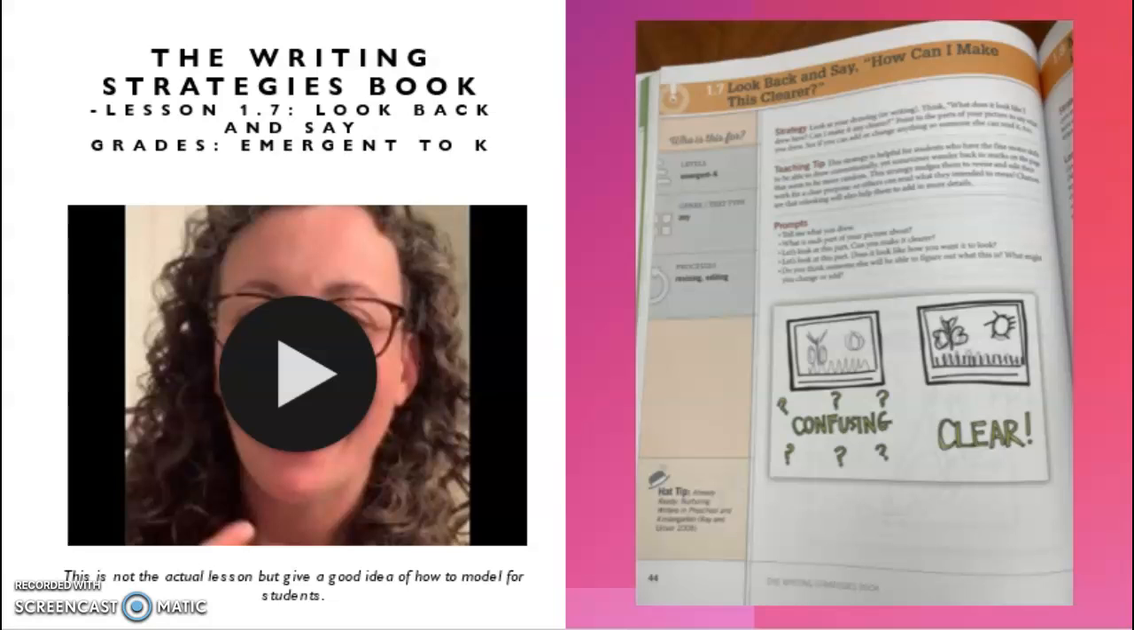Just like the Writing Strategies book, there's also a Reading Strategies book, and here the author is going over one of those reading strategies, but as you'll notice, it is very similar to the writing strategies. So when we're looking at these pictures that students who are emergent writers up to kindergarten, maybe even first grade, are doing, you're talking to them about these specific things. This is to look back at their pictures and say.